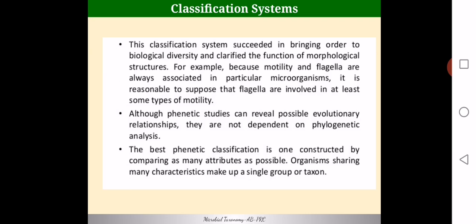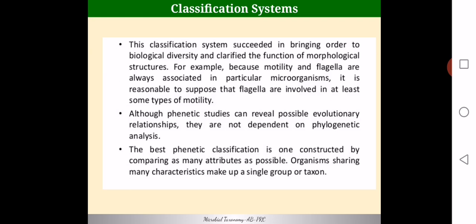Here you can use different types, like morphological and other features, and we analyze the characters and connect them with a particular feature or particular function. For example, it is very reasonable to suppose that if a bacterium has a flagella, then we can categorize it as a motile organism, because most of the flagellated organisms are motile in nature. So in that way, we can connect the features.